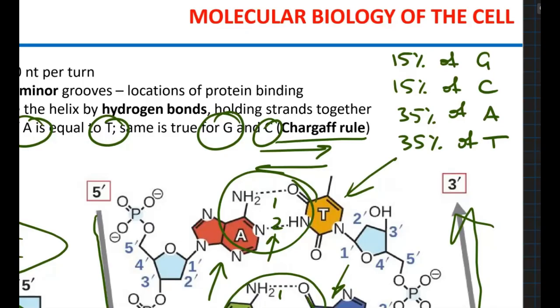Now, I want to emphasize that this works only for a double-stranded molecule. A single-stranded molecule can have any proportions of A and C and G and C as it wants. Okay?